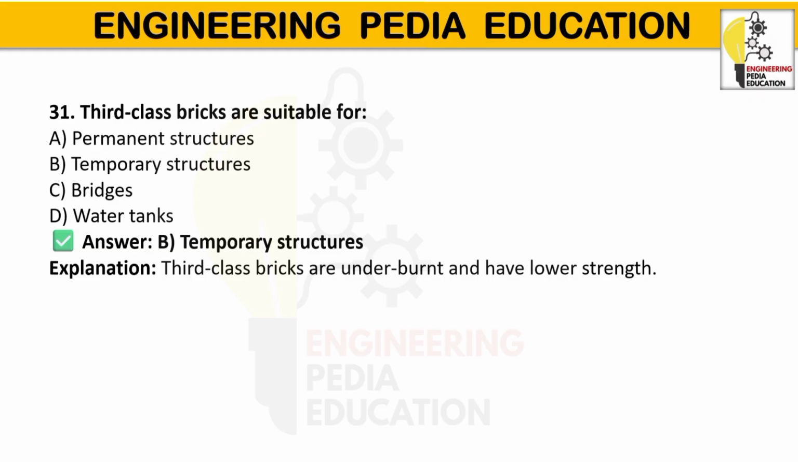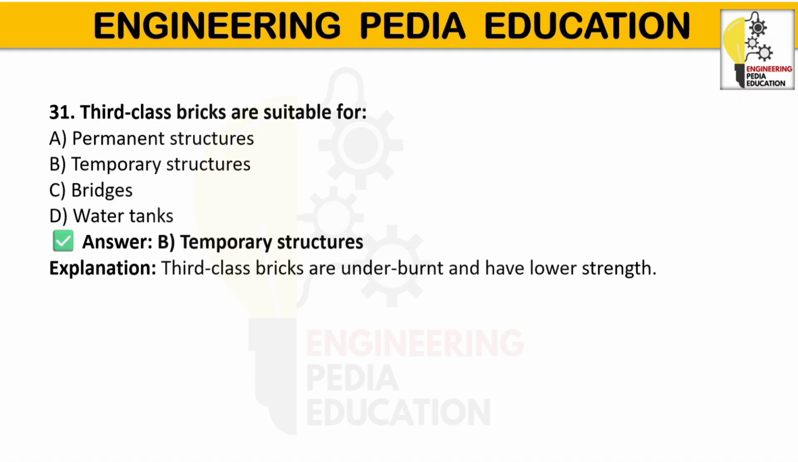What are the differences between first class, second class, and third class? First class is best quality, well burnt, smooth structure. Second class is slightly irregular in shape, moderate strength, used for plastering cover. Third class is poorly burnt, soft and weak, irregular shape and size, used for temporary structure. Fourth class is overburnt, not suitable for construction, used as aggregate for road. Besides quality, bricks can also be grouped by material, manufacture and uses.